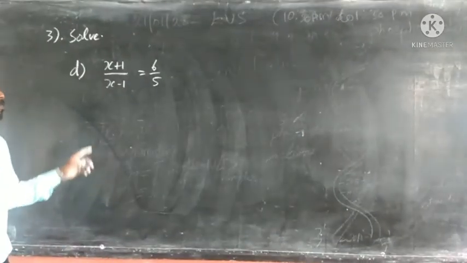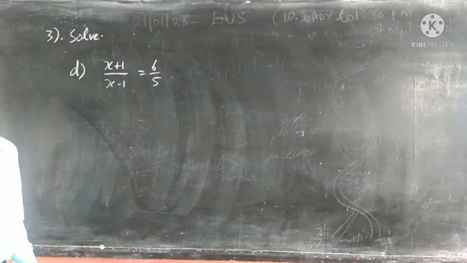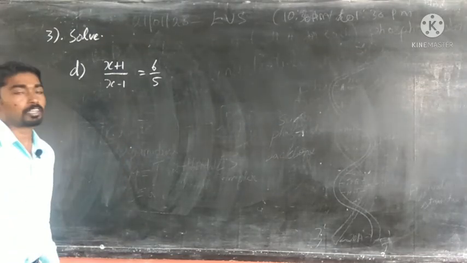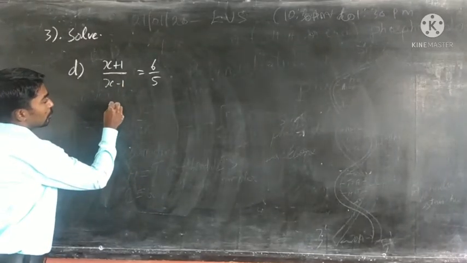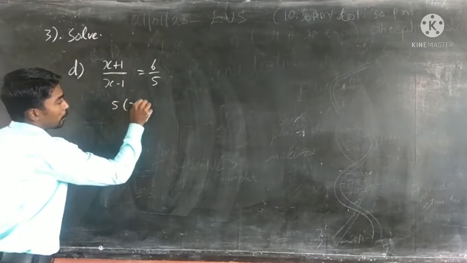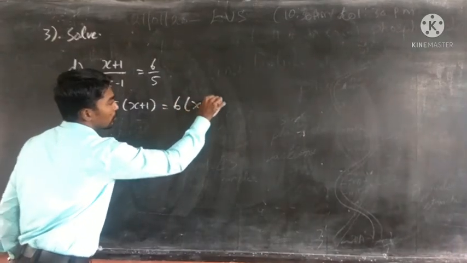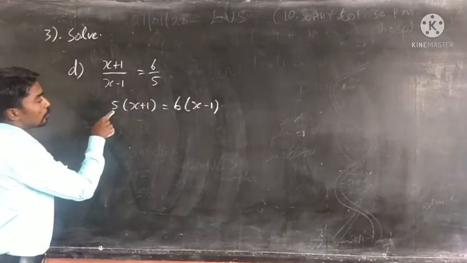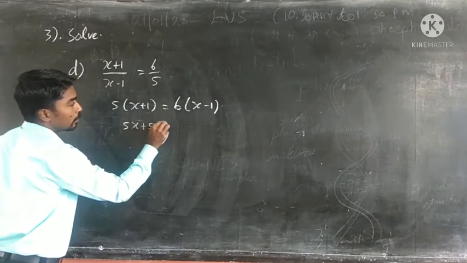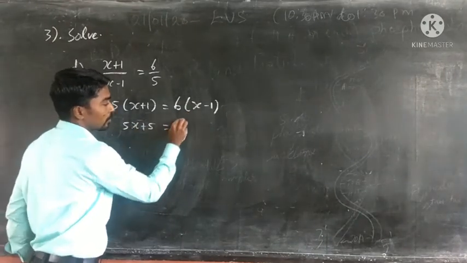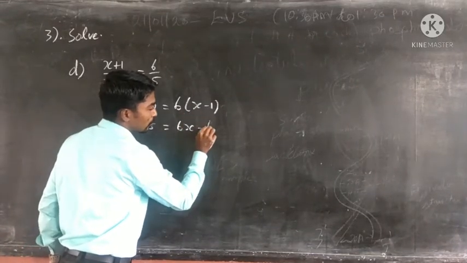Next subdivision. Subdivision D. x plus 1 by x minus 1 is equal to 6 by 5. We can do cross multiplication. So 5 of x plus 1 is equal to 6 of x minus 1. 5 multiply inside. 5x plus 5 is equal to 6 into x is 6x. 6 into minus 1 is minus 6.